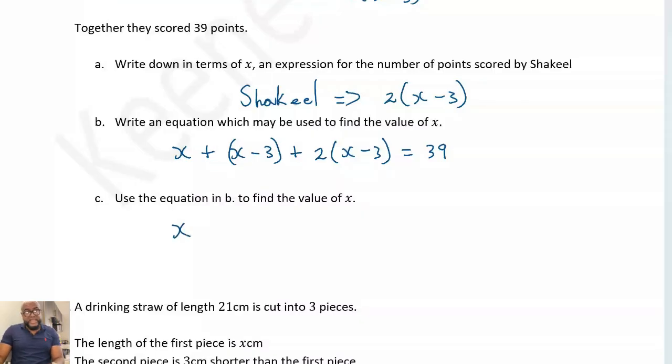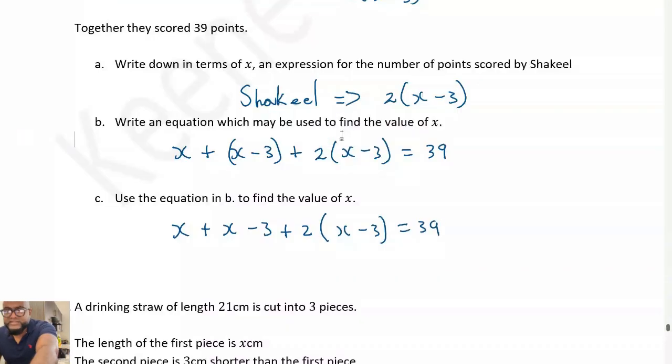So this will be X plus X minus 3, and I'm going to multiply this 2 into the bracket. 2 by X and 2 by negative 3. Let me write out the full thing: X plus X minus 3 plus 2 by X minus 3 is equal to 39, because this was the answer for the one above. I don't want to interfere with that up there. Now you're getting rid of these brackets, this by this and this by this. So let me write it back out.